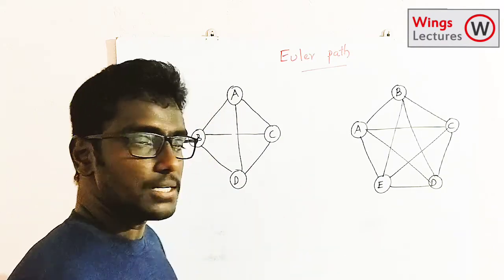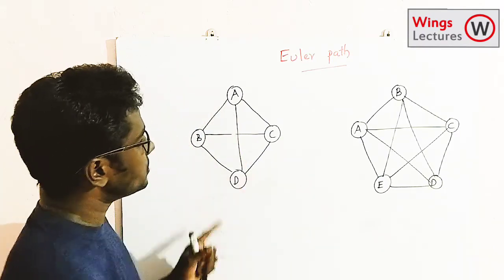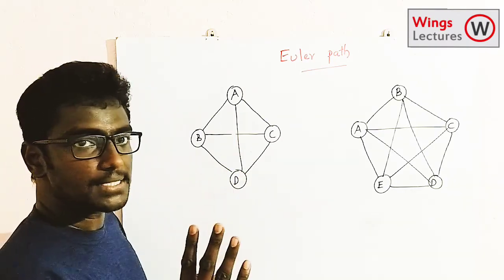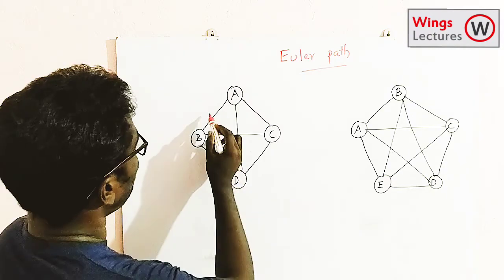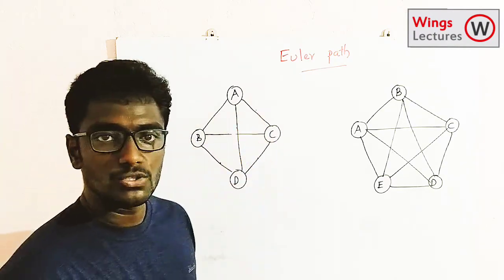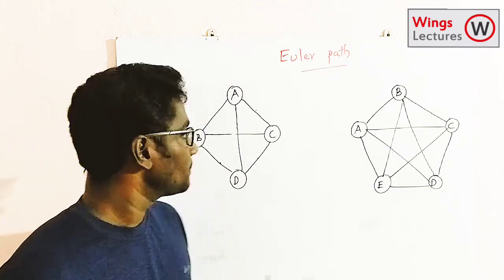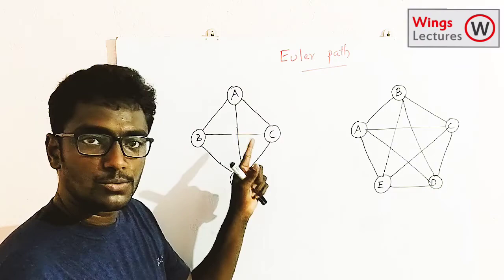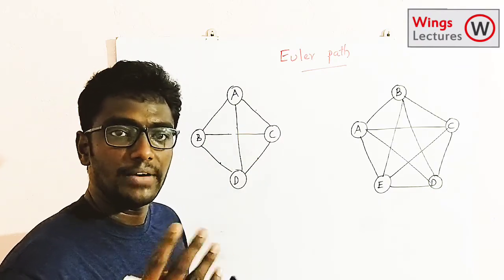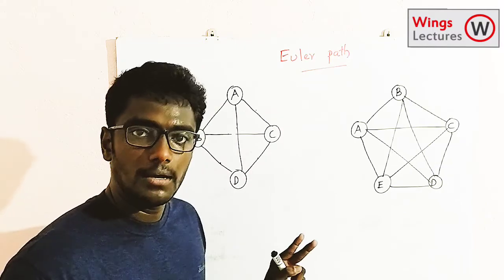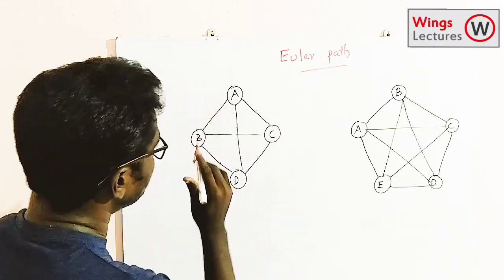As per the condition, now I am going to check with this graph. In this graph I have 4 vertices and 6 edges. So I have to visit 6 edges as well as 4 vertices. You can visit vertices more than one time, that's not an issue in Euler's path. So let me check.